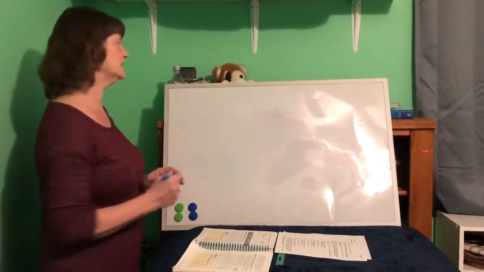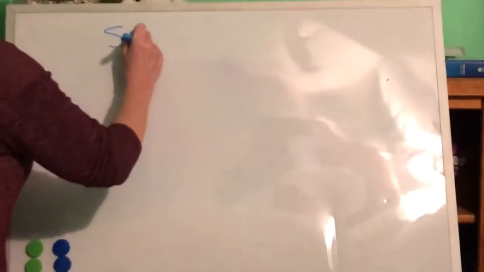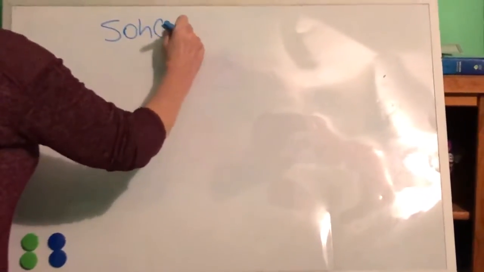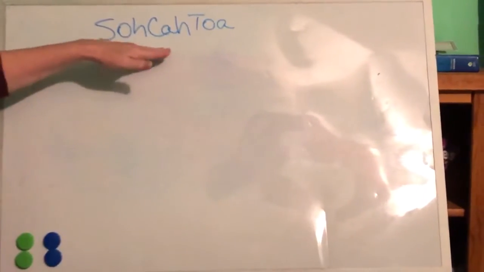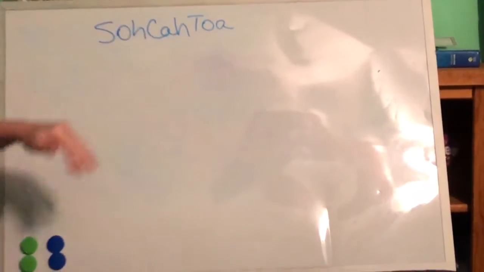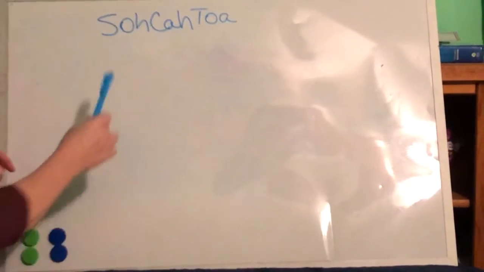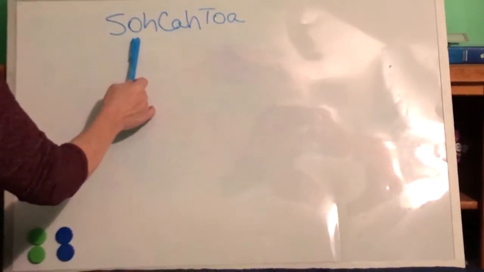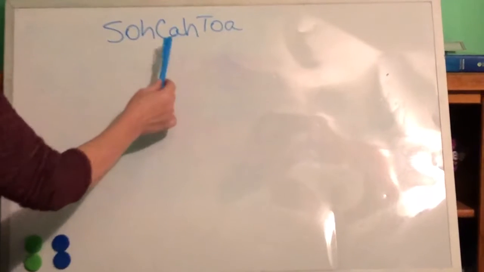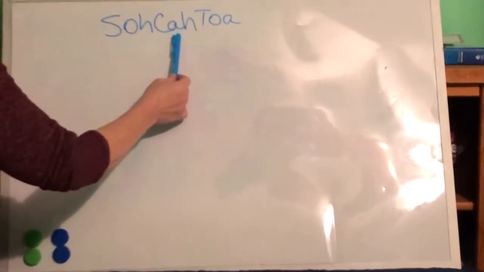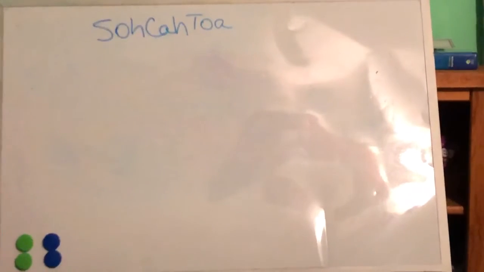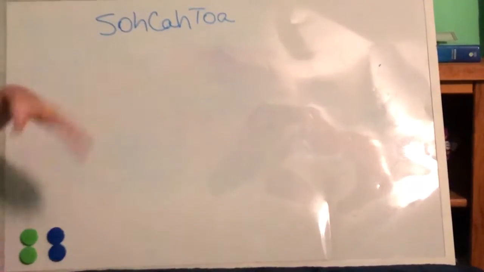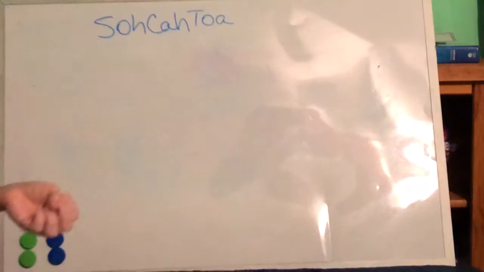All right, we already talked about SOHCAHTOA, and if you'll remember, that gave us our trigonometric functions of sine, cosine, and tangent. They had specific ratios. The sine was equal to the opposite over the hypotenuse. The cosine was adjacent over the hypotenuse, and the tangent was opposite over adjacent. Today we're simply going to apply it to our calculators.